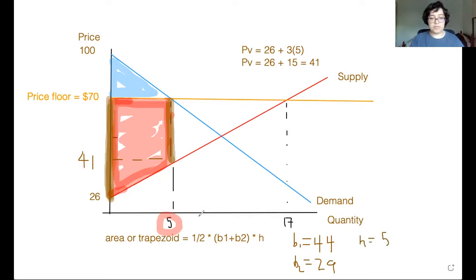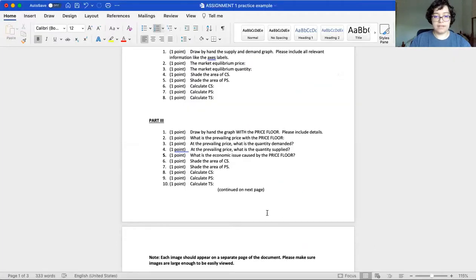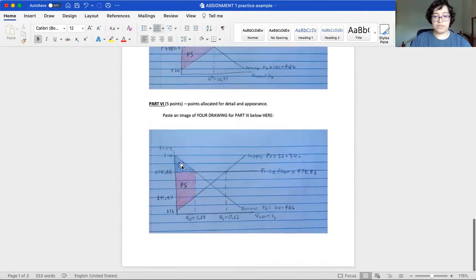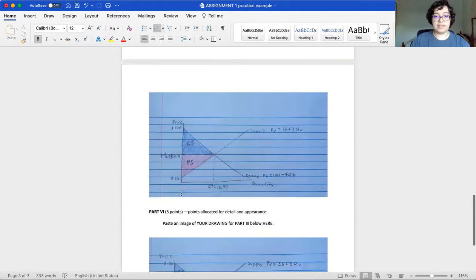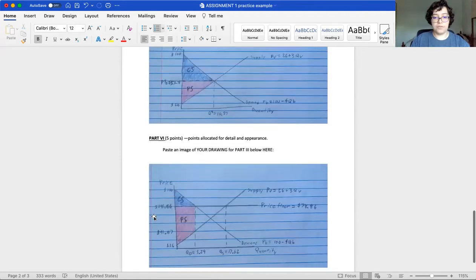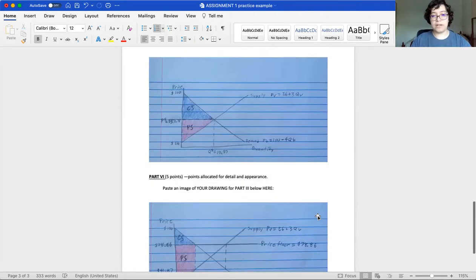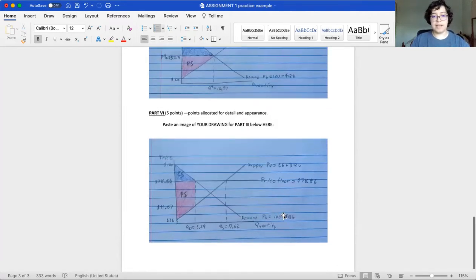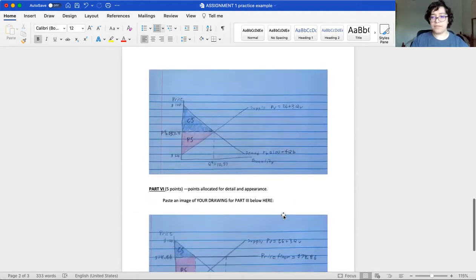So now that I have these values, I'm just going to plug them into that area of a trapezoid equation, and that's going to give me my producer surplus. And then our consumer surplus, it's still a triangle, so it's just going to be the 1/2 base times height. So now that we have that done, we found our consumer surplus. That's how you find your producer surplus. I also went over the prevailing price with the price floor and the quantity demanded and quantity supplied. And that's going to have it for our part 3.